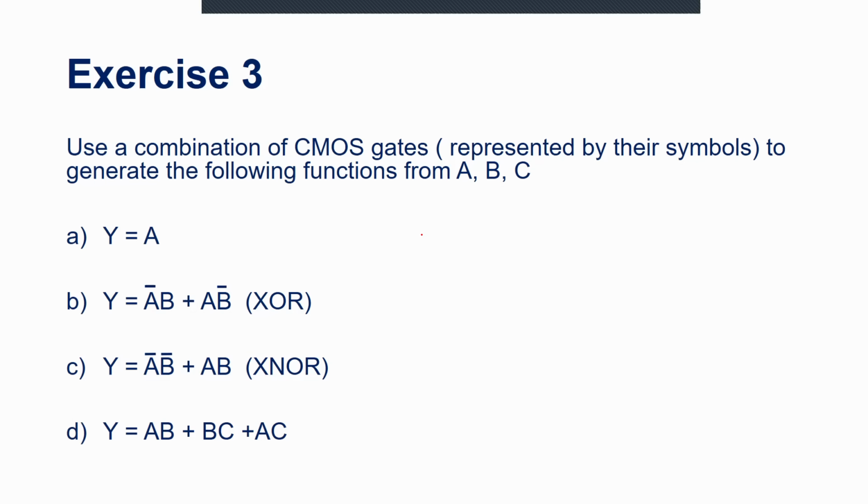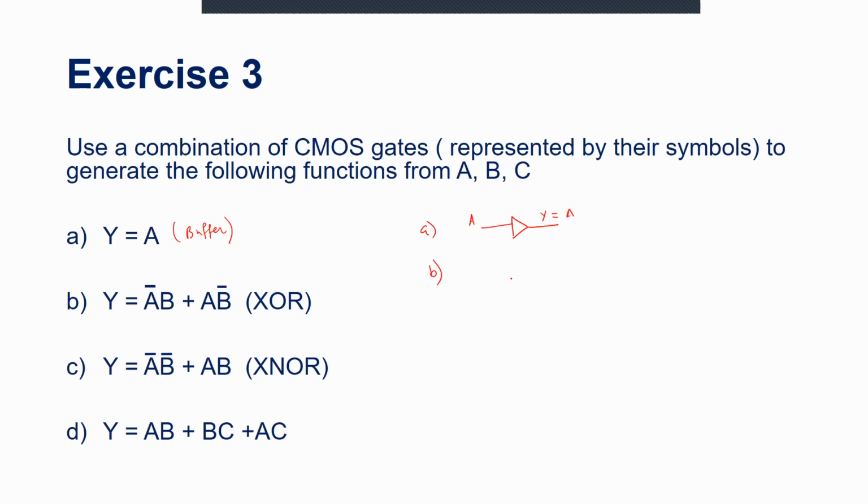So let's start with the A. So the solution to the A would be, we have input A, and the logic gate symbol for this buffer would be Y equals A. So this is how we can say that this is actually a buffer.